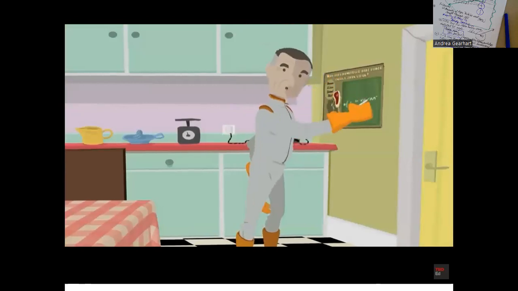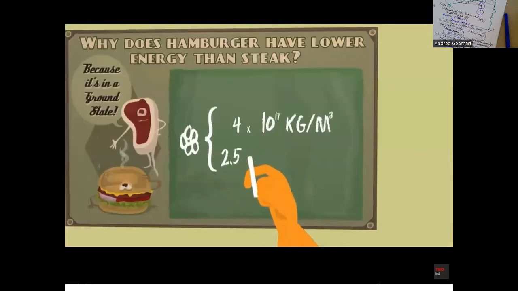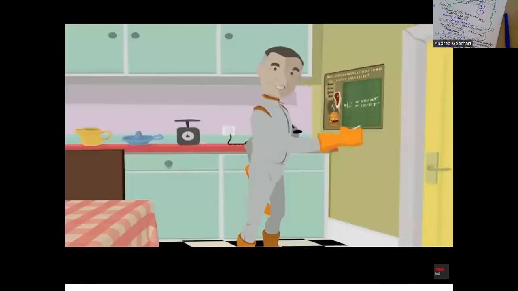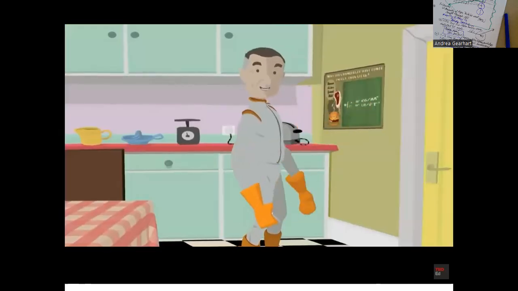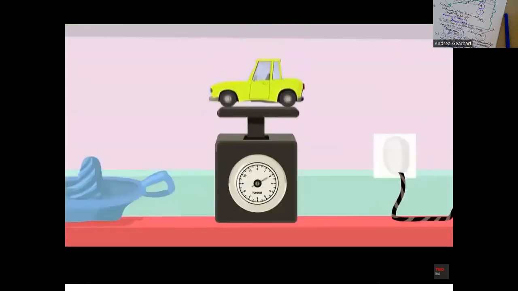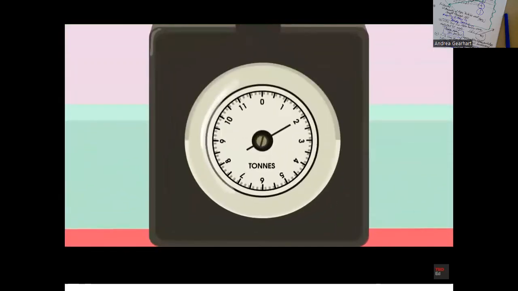Okay, I'll put it in English units. 2.5 times 10 to the 16th pounds per cubic feet. Okay, that's still kind of hard to figure. Okay, here's what I want you to do. Make a box that is 1 foot by 1 foot by 1 foot. Let's go and grab all of the nuclei from a typical car. Now, cars on average weigh 2 tons.